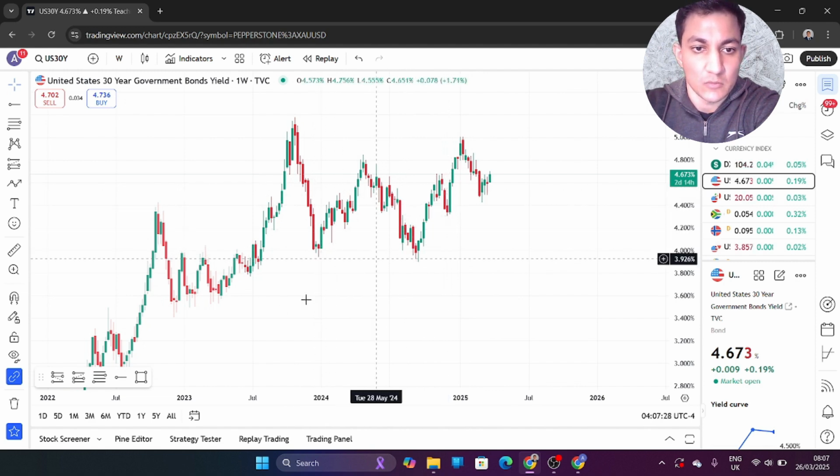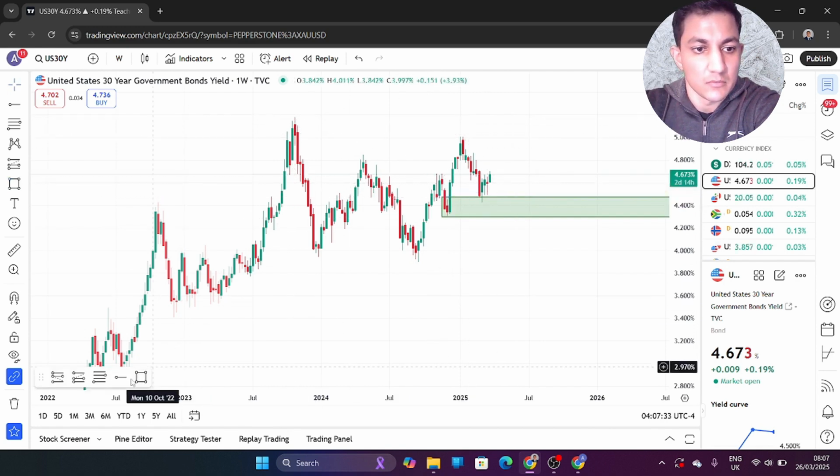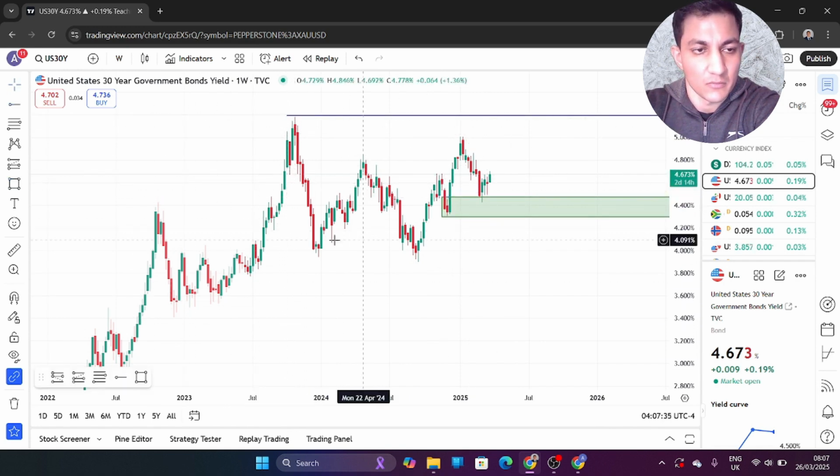Here's your respect of the order block. Let's mark this out. Here's respect of your order block there. Here's your liquidity pool up here. Right? Well, that's pretty obvious, right?